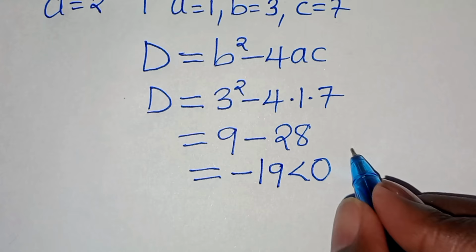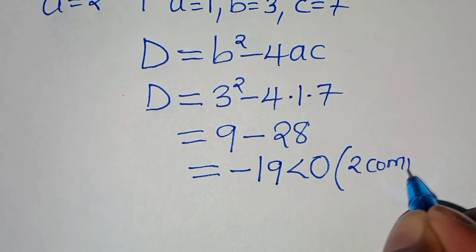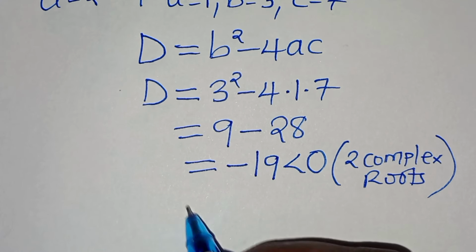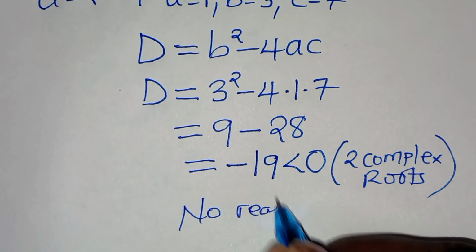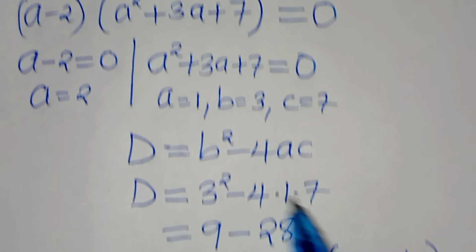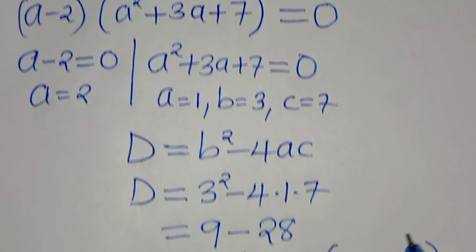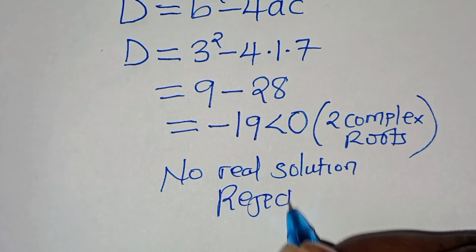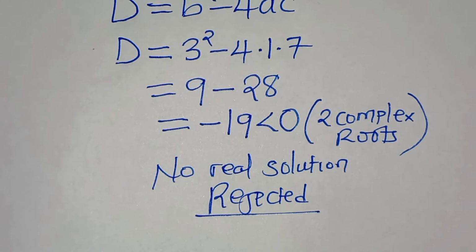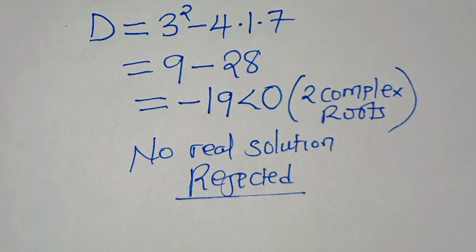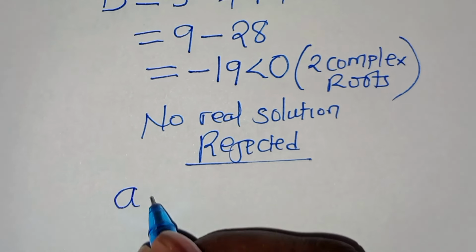What this means is that we have two complex roots, and that means that there is no real solution. There is no real solution that can be obtained from this quadratic equation. So therefore, the quadratic equation is rejected, because the value of x here is a member of real numbers. Now, let's proceed with a equal to 2.